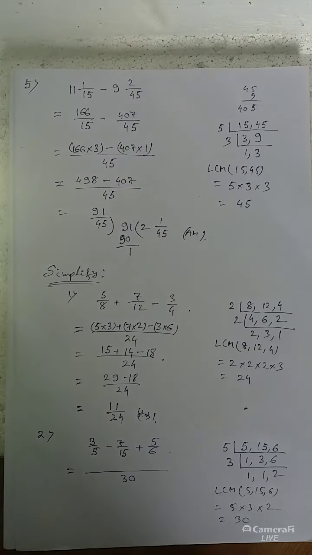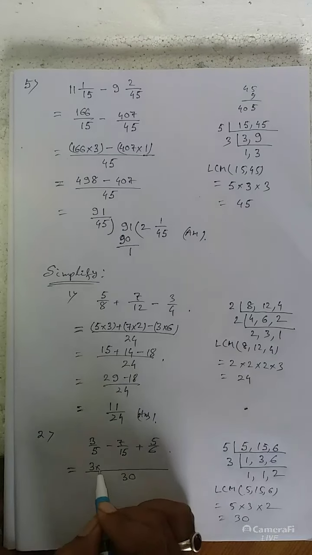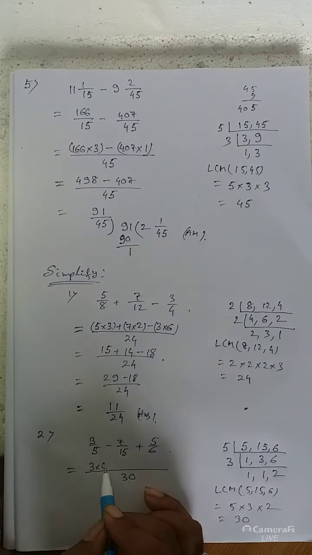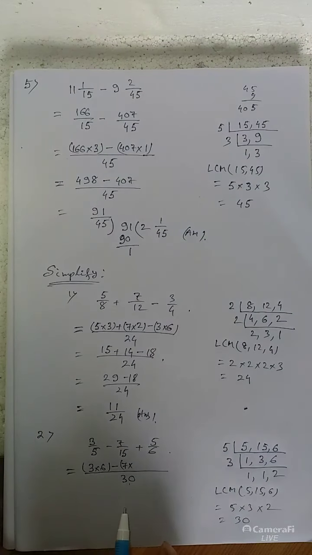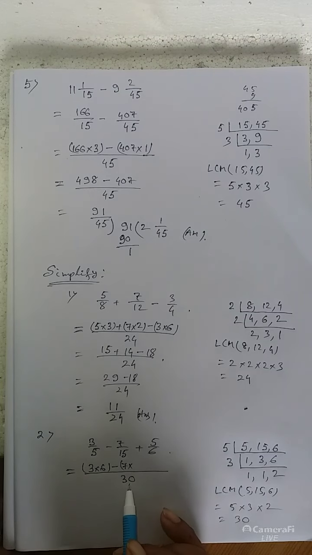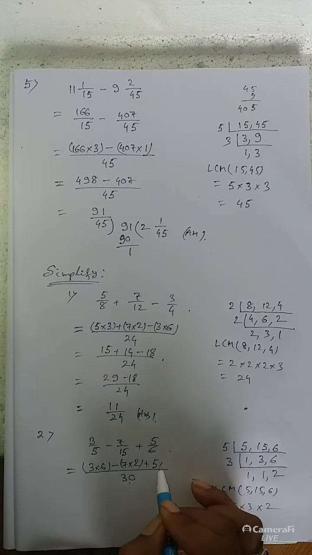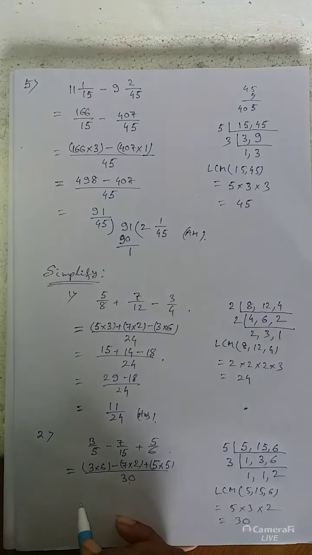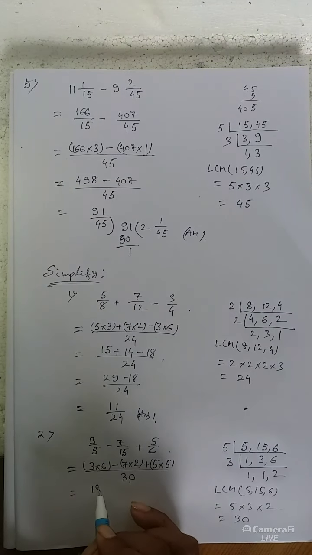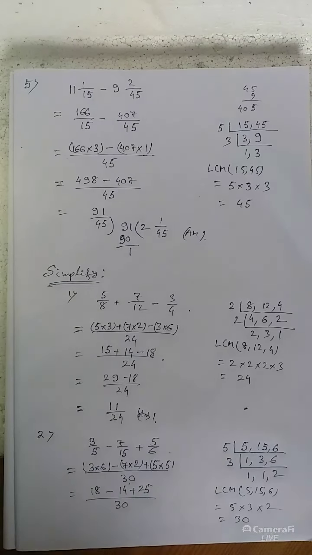Now divide 30 by each of the denominators and multiply with the corresponding numerator. 3 multiplied by 30 divided by 5, 6, minus 7 multiplied by 30 divided by 15, 2, plus 5 multiplied by 30 divided by 6, 5. 6 3s are 18 minus 2 7s are 14 plus 5 5s are 25, by 30.